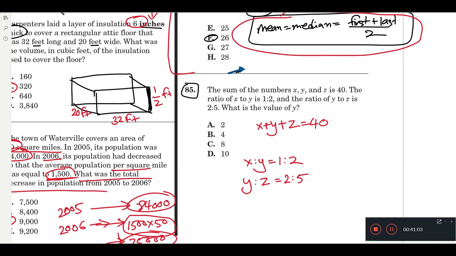Now here you see, 1 to 5. What is y here, guys? y is 2, and x also is 1, proportional to x. So I can say the ratio of x to y to z is equal to 1 to 2 to 5.